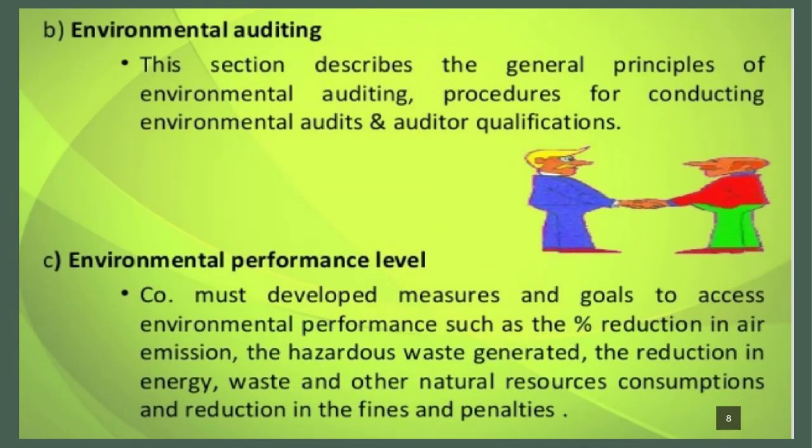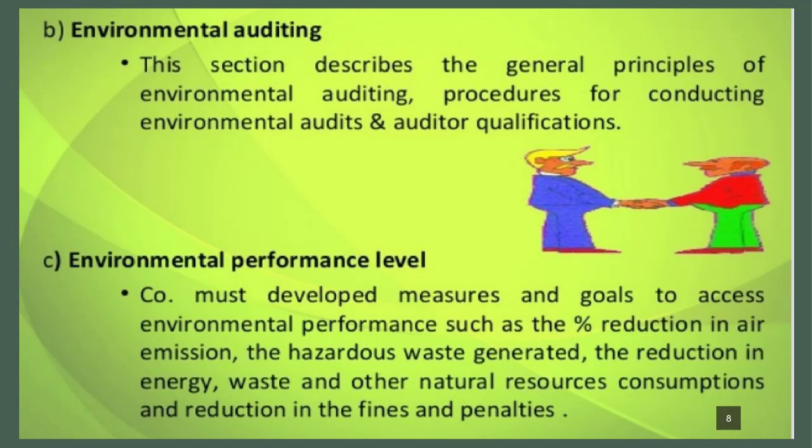Second one, environmental auditing. This section describes the general principle of environmental auditing, procedures for conducting environmental audits, and auditor qualification. As we know, if you want to set up an industry, environmental monitoring is very essential. Second point, that is environmental auditing. That means auditing should be done frequently. For that, ISO 14000 will describe the general principle for auditing, how to perform the auditing, and what the auditor qualification is.